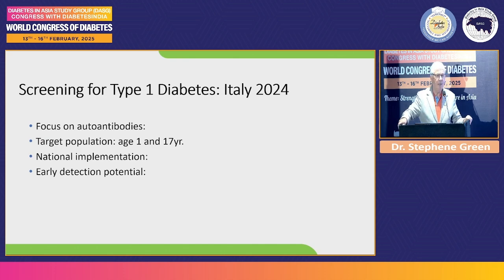One country, and I have to admit that I'm not fully up to date with their program, Italy, has decided through a legal framework to actually adopt screening for type 1 diabetes. And this focuses on the antibodies. It's between 1 and 17. It's a national implementation program, and the view is that the early detection will be possible. Again, this is very, very early days, and we'll have to wait and see how this spins out. 1 or 2 other countries are contemplating it, but again, we're not quite sure where we're going.